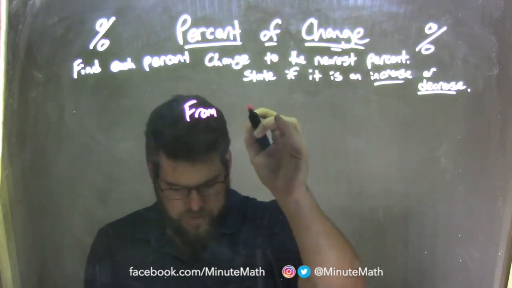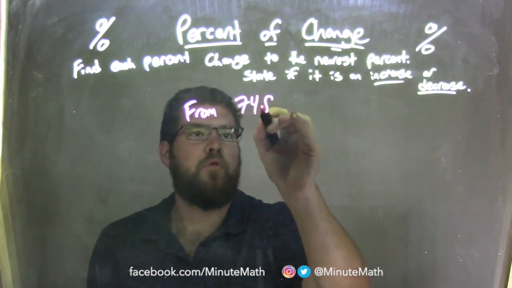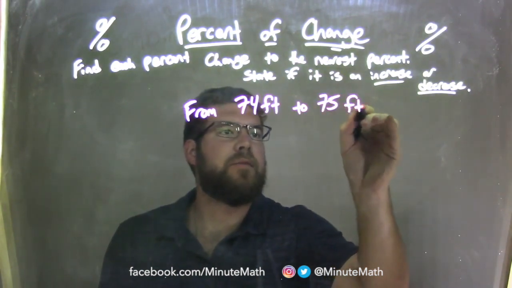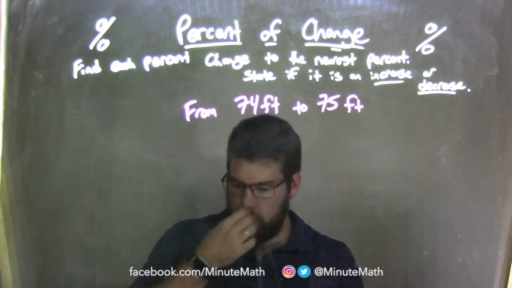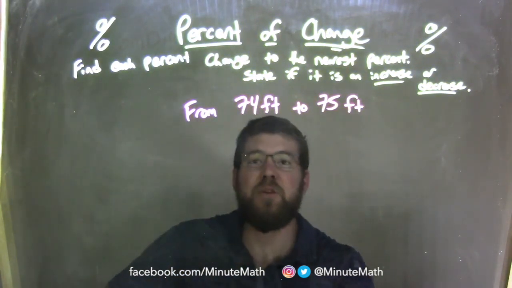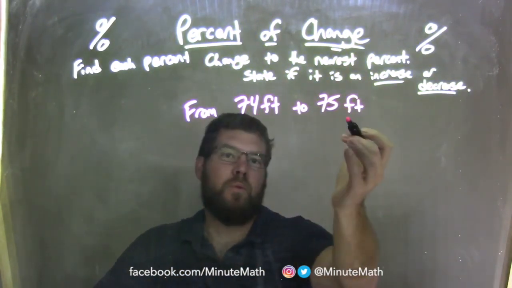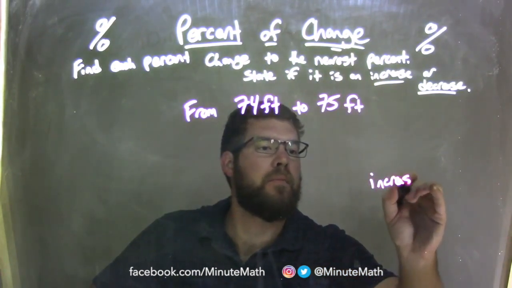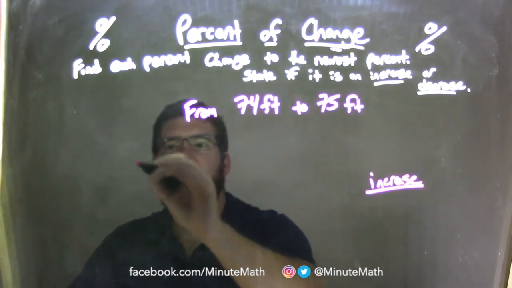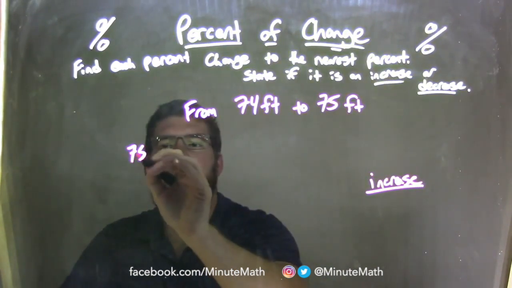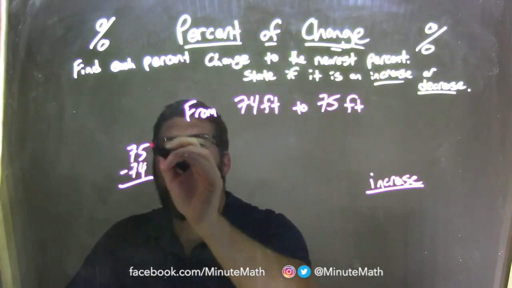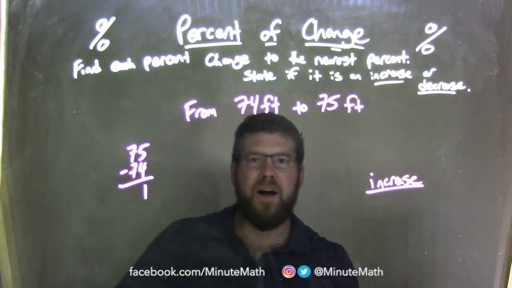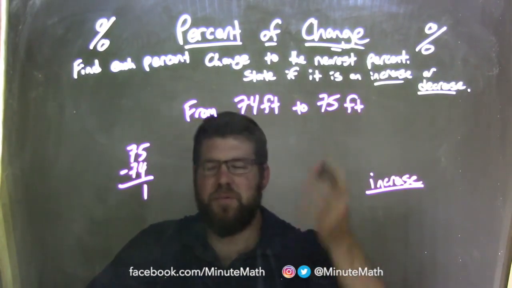From 74 feet to 75 feet. Okay? Well, first, is that an increase or decrease? And that's an increase, right? Increase of 1 foot, right? 74 to 75. So that's an increase. Okay? So now I want to find the difference between them. 75 minus 74. 5 minus 4 is 1, 7 minus 7 is 0. So we just have 1. You kind of can see that, but it's just a 1 foot increase.